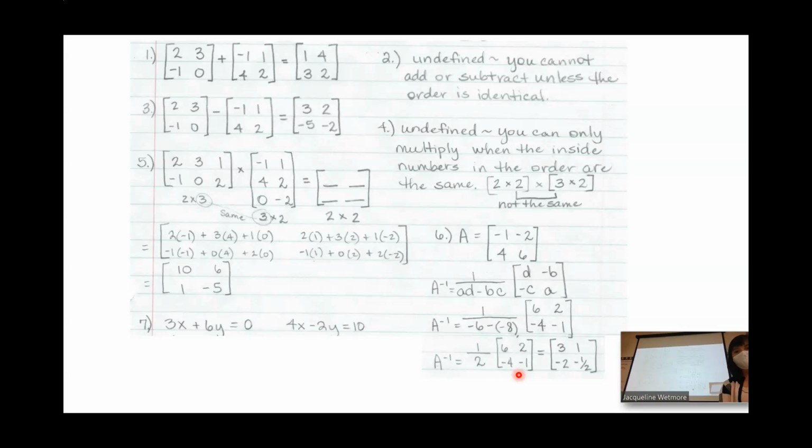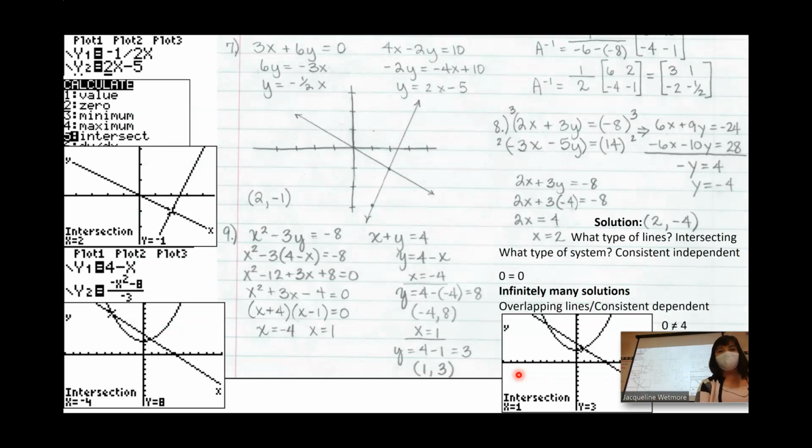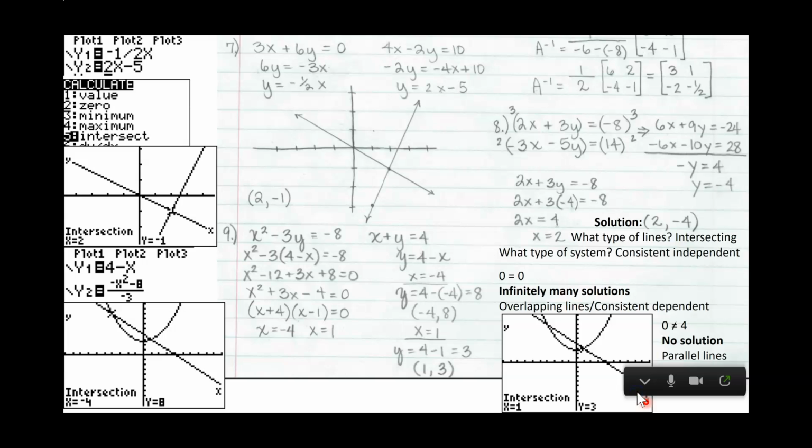Okay, so from this point forward, everything that we do, you can do on your graphing calculator. So go ahead and grab your graphing calculator, if you would, please, so that we can use it.